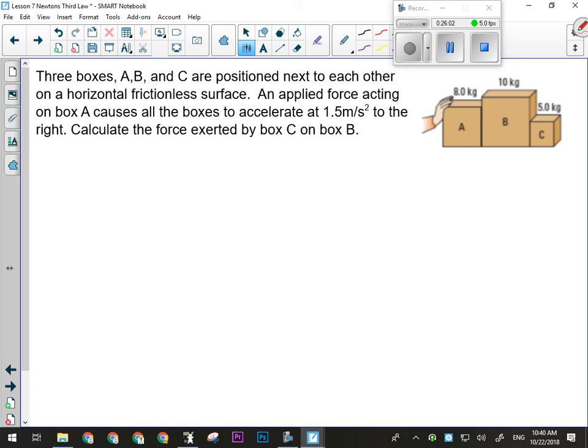Because we've gone over this when we talked about systems, I know you guys know how to do this. I'm going to give you a couple of minutes and see if you figure it out. We know the acceleration, we know the mass. See how you do.